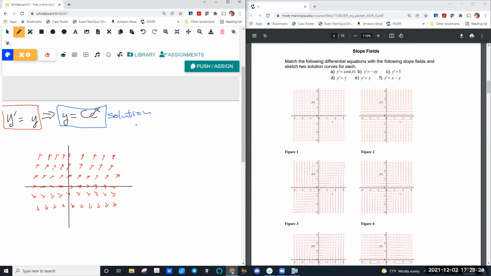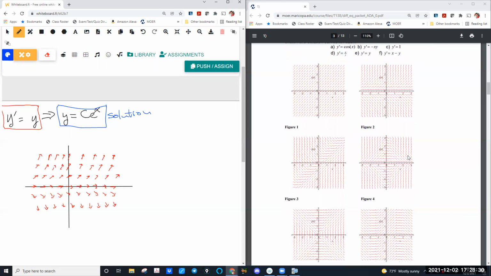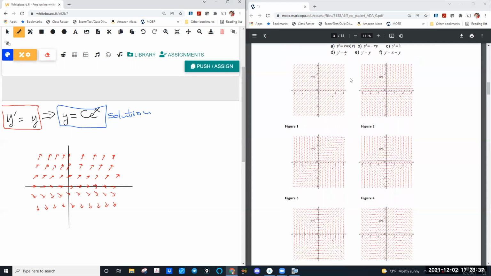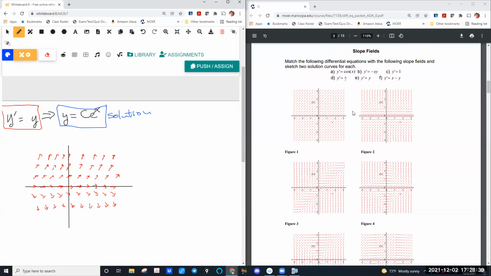Now let's talk about the solution, because this is actually, you know what? Let's not talk about the solution yet. Here's what I want you guys to do. We already know that figure 2 goes to E. What I want you guys to do is to see if you can match the other 5.